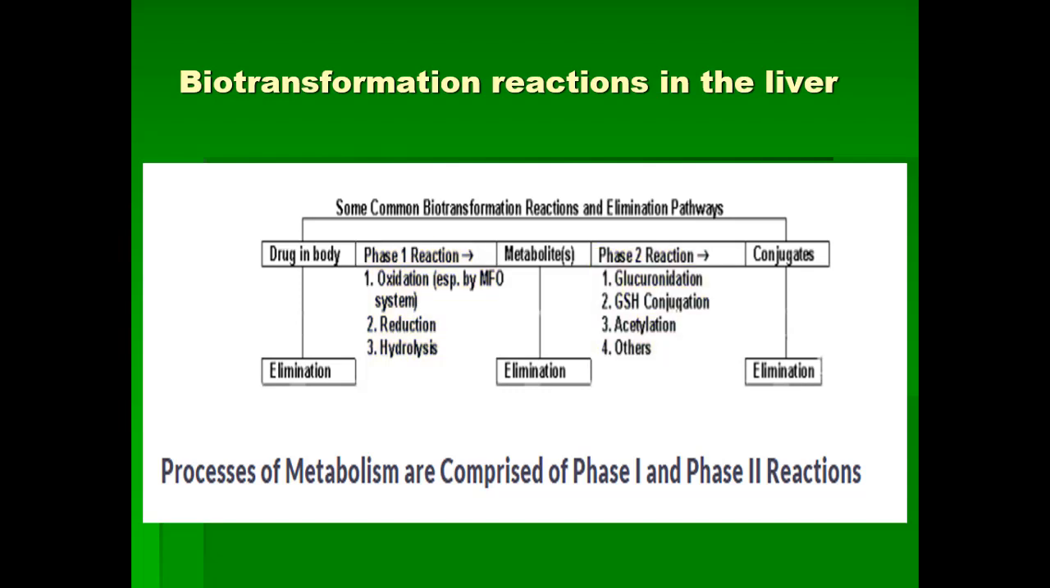Phase 1 reactions include oxidation, reduction, hydrolysis by microsomes, and particularly cytochrome P450 enzymes that catalyze those reactions. Phase 2 reactions are conjugation reactions in which the chemical or the metabolite from phase 1 reactions is bound to a molecule like glucuronide or sulfate that will usually make the excretion with bile or urine easier.